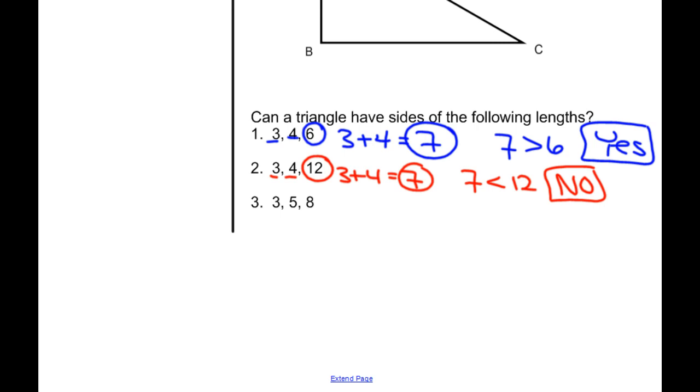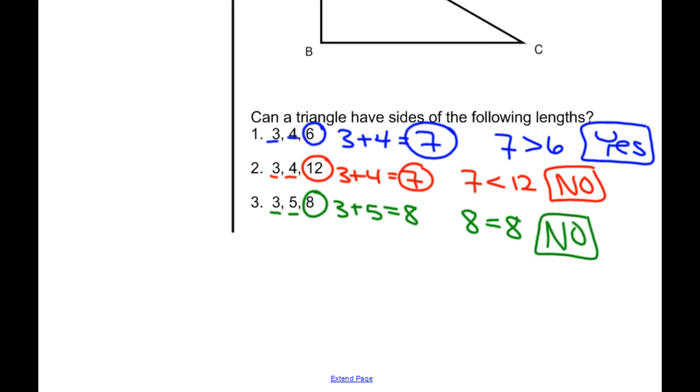Let's look at the next one. We have 3 plus 5. That equals 8. And our third side is 8. How does 8 compare to 8? It's equal to 8. Those aren't bigger, so no, they cannot be a triangle, because what will happen is it'll just end up laying flat on top of it, and you'll have a line on top of a line.